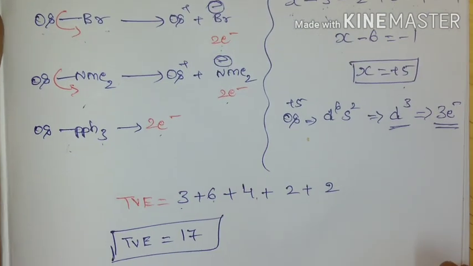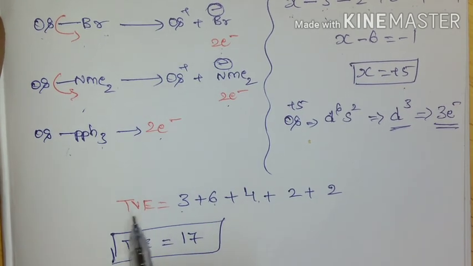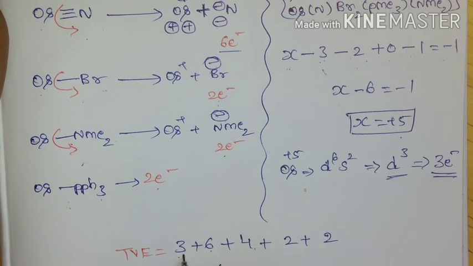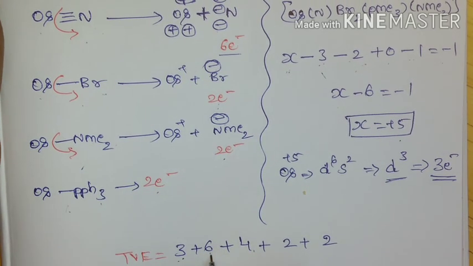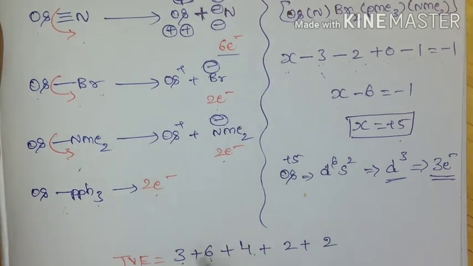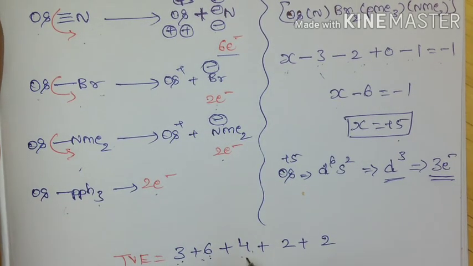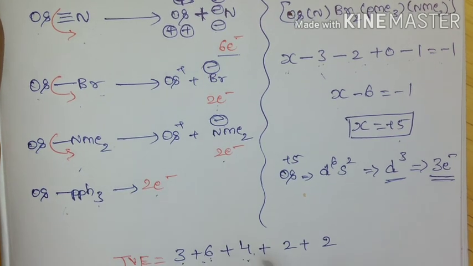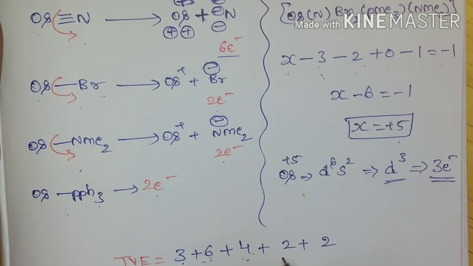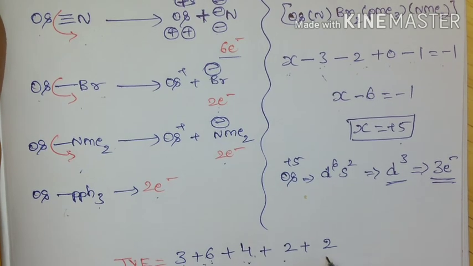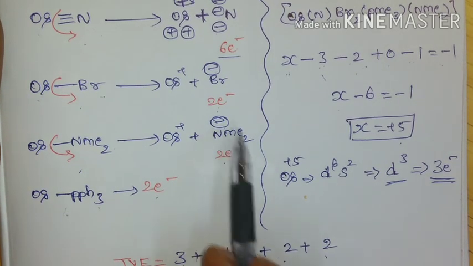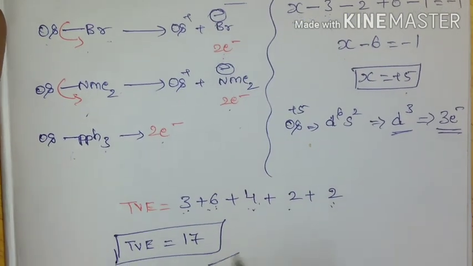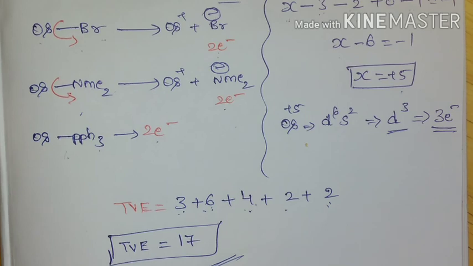So if I find the total valence electrons for this complex, osmium is going to contribute 3 electrons, nitrogen 6 electrons, 2 bromo ligands are present, so it is going to contribute 4 electrons, 2 into 2. PMe3 neutral ligand is going to contribute 2 electrons. NMe2 is going to carry a negative charge, so it is going to contribute 2 electrons. So overall here also we got 17 valence electrons.